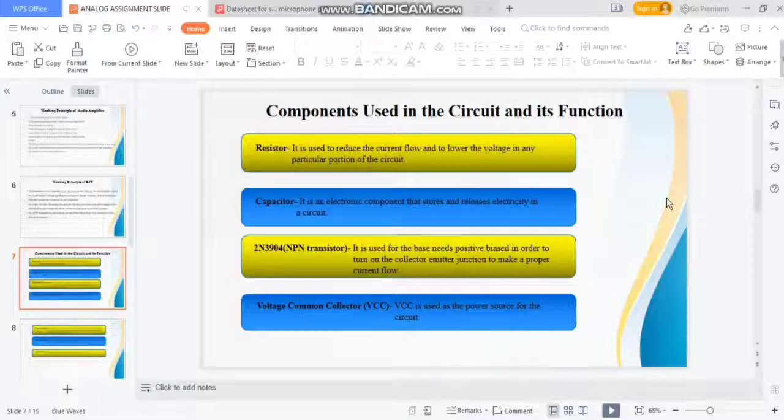It is an electronic component that stores and releases electricity in a circuit. We use 2 capacitors, both 1 micro. And then the 2N3904 NPN transistor. It is used where the base needs to be positively biased in order to turn on the collector-emitter junction and to make a proper current flow. Next is the voltage common collector, VCC. VCC is used as the power source for the circuit.